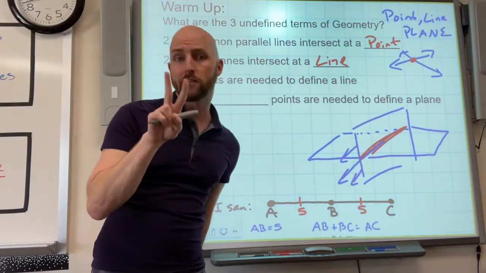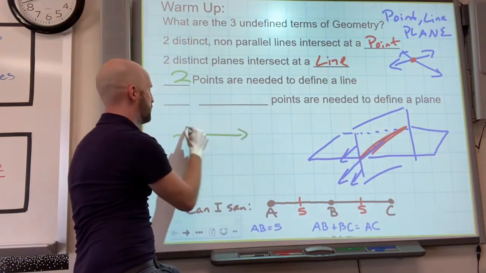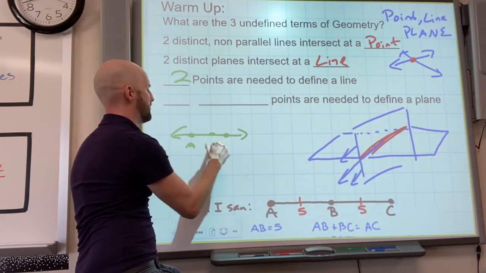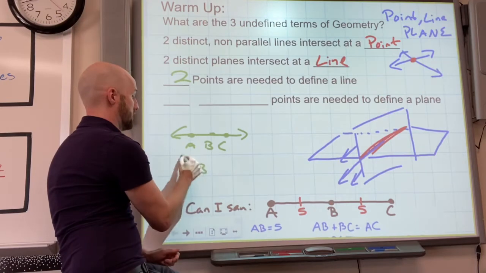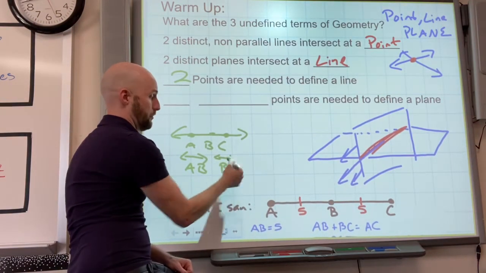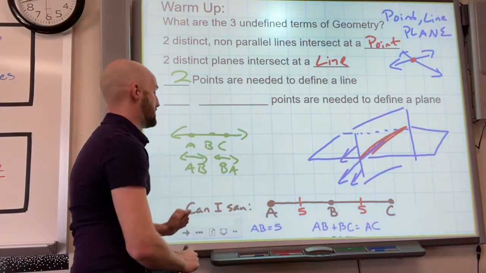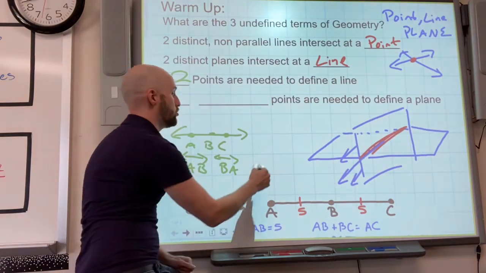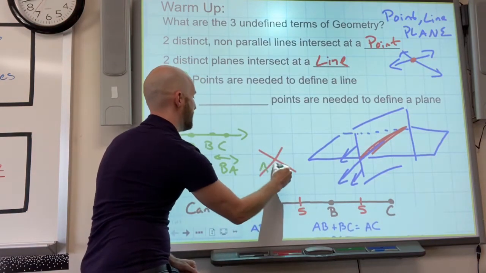What kind of and how many points are needed to define a line? 2. 2 points are needed to define a line. So if I have a line, for example, let's just call the points A, B, and C, and I want to talk about what this line is, you could call it line AB. You could call it line BA. The order doesn't matter for a line. You could call it line AC or BC. But what you would not do is call that line ABC.